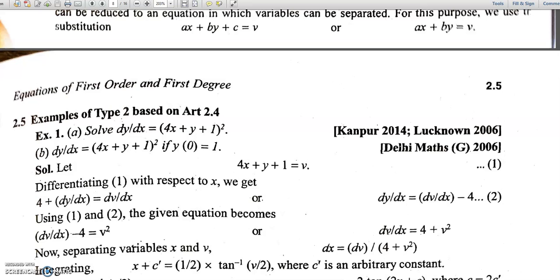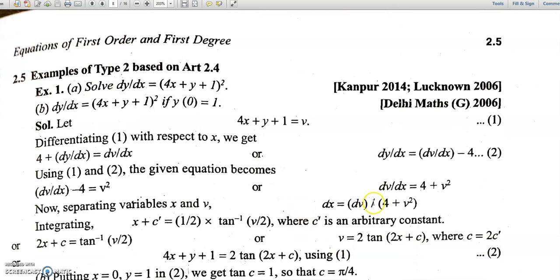Now the variables are separated. Now what can we write? dx equal to dv by (4 plus v square). Now if we take integration on both sides, then integration of dx is x plus a constant c dash, and here it is integration of dx by (x square plus a square), so 1 by a tan inverse x by a, so 1 by 2 tan inverse v by 2. Now we just put the value of v, which is 4x plus y plus 1. So what we get: 4x plus y plus 1 equal to 2 tan of (2x plus c).